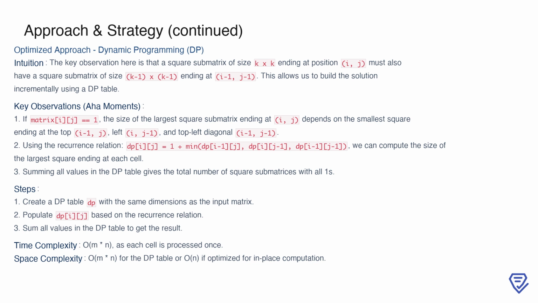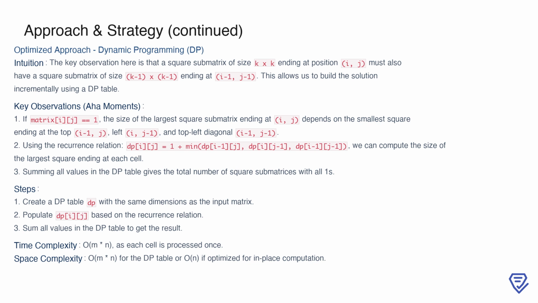Specifically, if a square submatrix of size k×k ends at a given cell, then there must also be a smaller square submatrix of size (k-1)×(k-1) ending at its top-left diagonal neighbor. This observation allows us to build a solution incrementally by using a DP table.